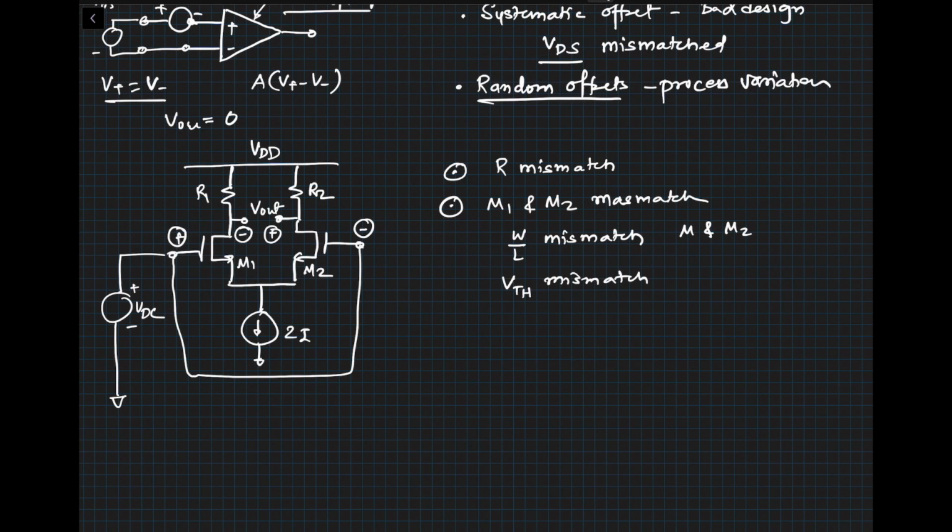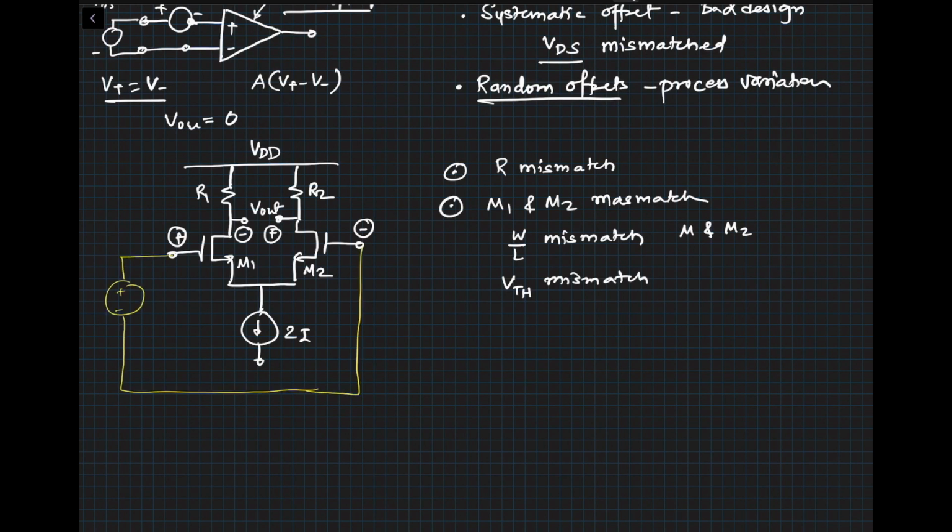Unfortunately, because of mismatches, you will see some offset coming at the output. You will have some V out 1. Then what you do is you apply an equivalent voltage in that case. How do you measure DC offset? You apply an equivalent plus or minus VOS such that the output is equal to 0. So this is called input referred offset.